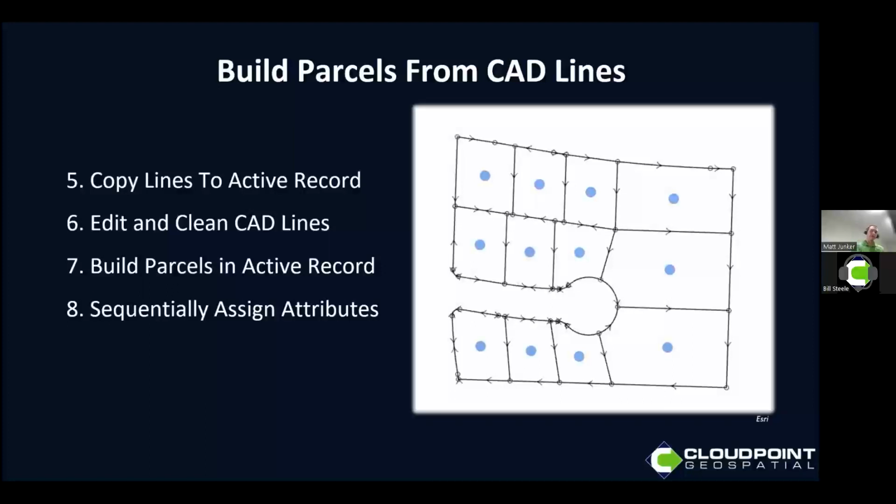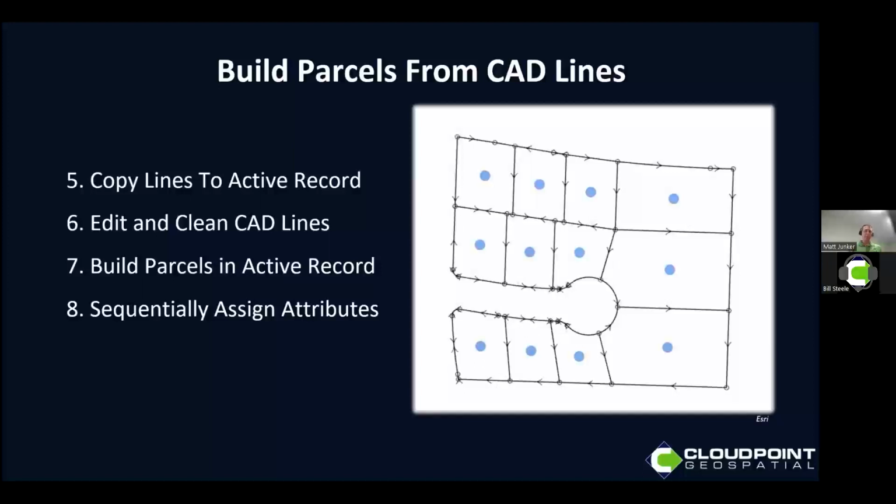The next step is to edit and clean the CAD lines. There might be some cases where you need to extend or trim lines, possibly delete some lines. But then once you have your data cleaned up, you then need to create parcel seeds, which is another tool in the records gallery in ArcGIS Pro. Creating parcel seeds is the next step to building your parcels in the active record, which is step 7.